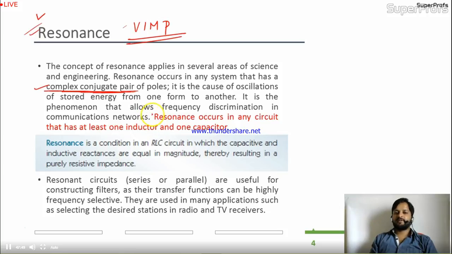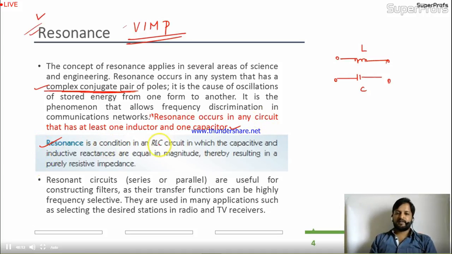Now this one is the important point. Resonance occurs in any circuit that has at least one inductor and one capacitor. At least one. This is a must condition, that in the circuit you should have at least one L and one C, both. Okay, meaning two energy storing devices you should have in the circuit.